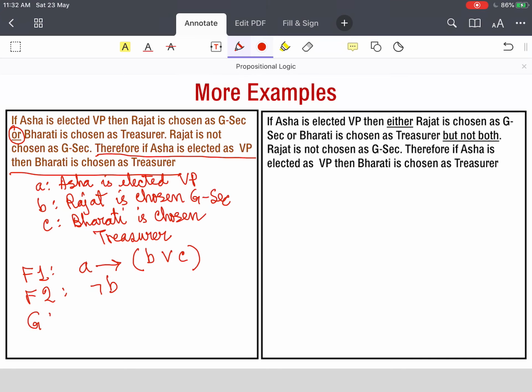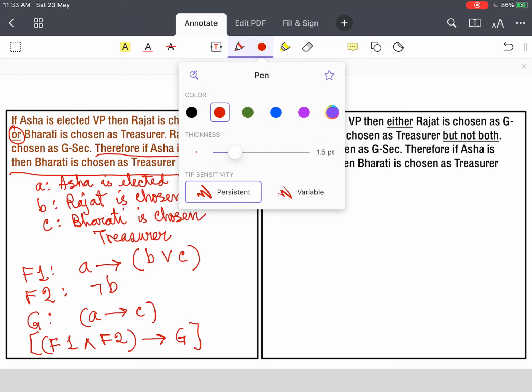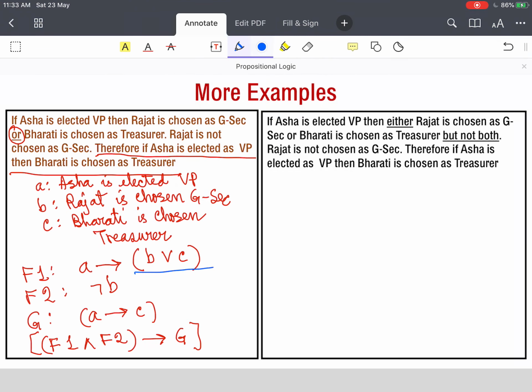F2: Rajat is not chosen as GSEC. And my goal is now a longer sentence. My goal says, therefore, if Asha is elected VP, then Bharati is chosen treasurer. So it is A implies C. This is my goal. Again, I have to prove the same thing: F1 and F2 together implies G. Whether this is true under all interpretations or not.